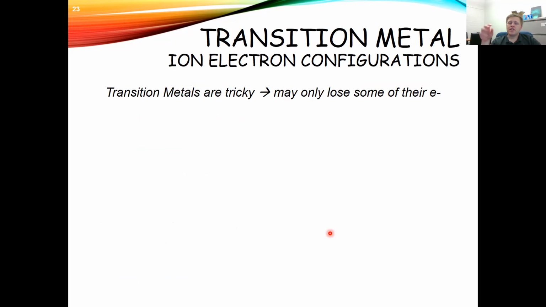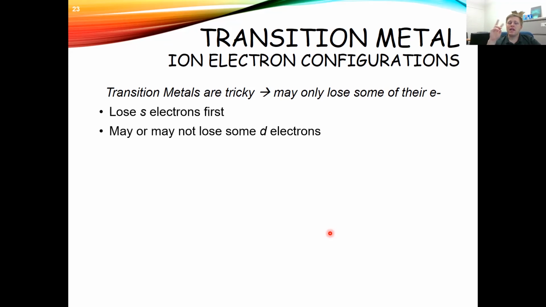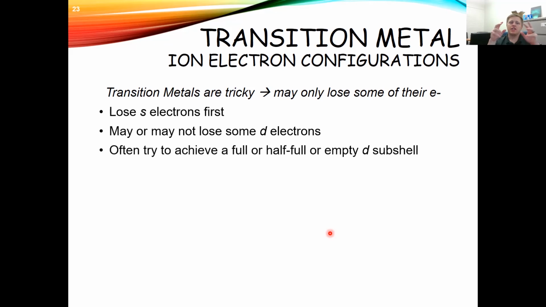Now for transition metals, I actually think transition metals are kind of fun with this. Because with transition metals, there's actually not usually a single right answer. There's often 2 or 3 right ways that they can give up electrons. So first, they generally lose all of their s electrons. And then they may or may not lose some of their d electrons. And then they often try to achieve a full or half full or empty d subshell. And so those are some of the goals that you have to keep in mind.